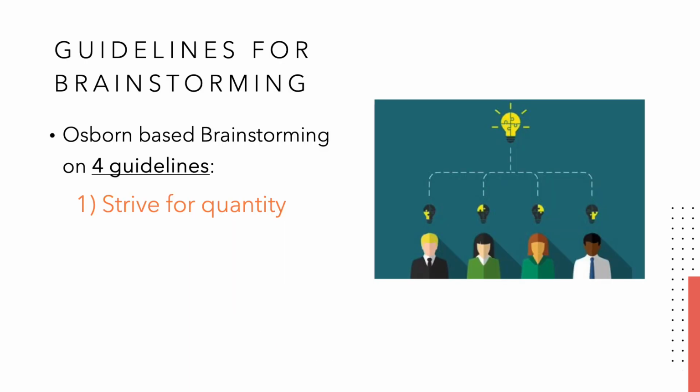The first guideline is to strive for quantity. Generally, what striving for quantity means is you want to come up with lots and lots of ideas. The first ideas that people come up with aren't the most interesting. They aren't the most innovative. They aren't the most original or unusual ideas. They aren't really the coolest or best ones. So, we want to strive to come up with many, many ideas.